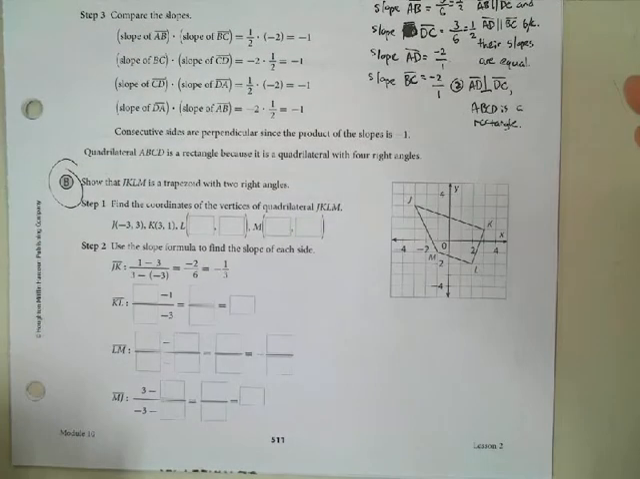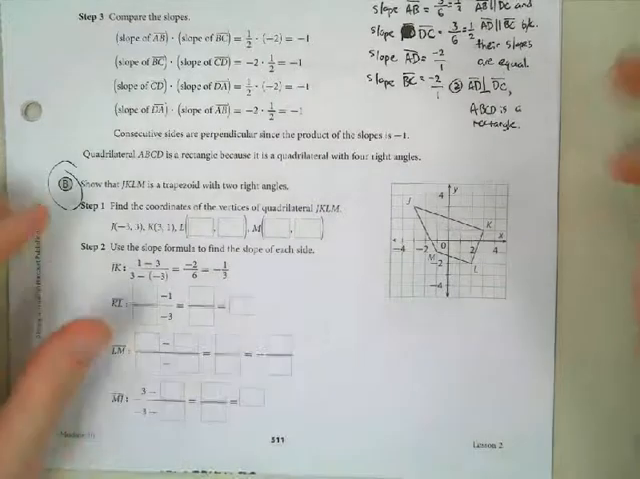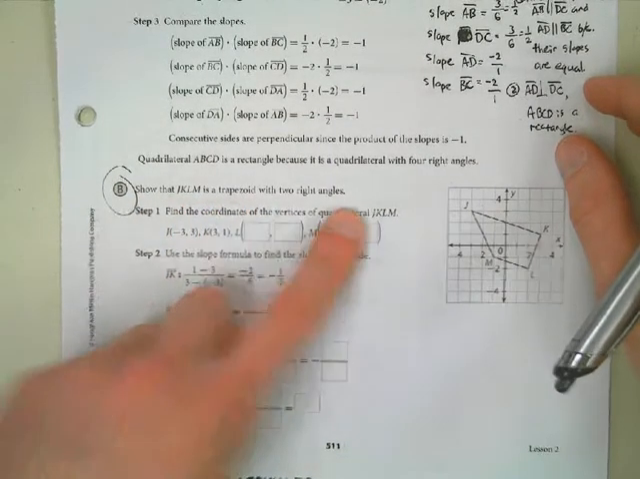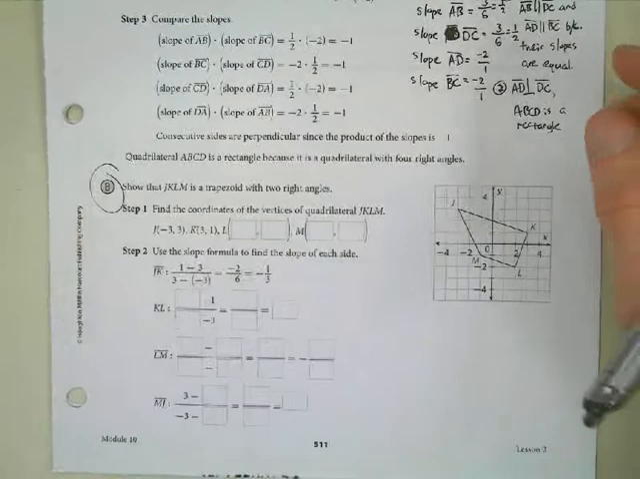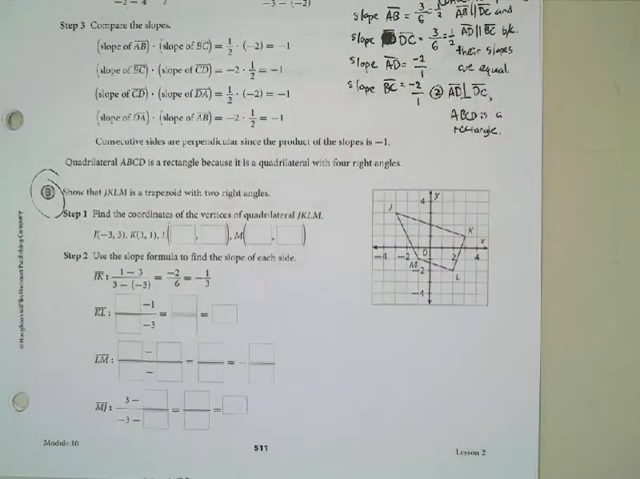Okay. So letter B here. Again, we want to find the slopes. It says here, show that JKLM is a trapezoid with two right angles. Where does it look like our two right angles are located?